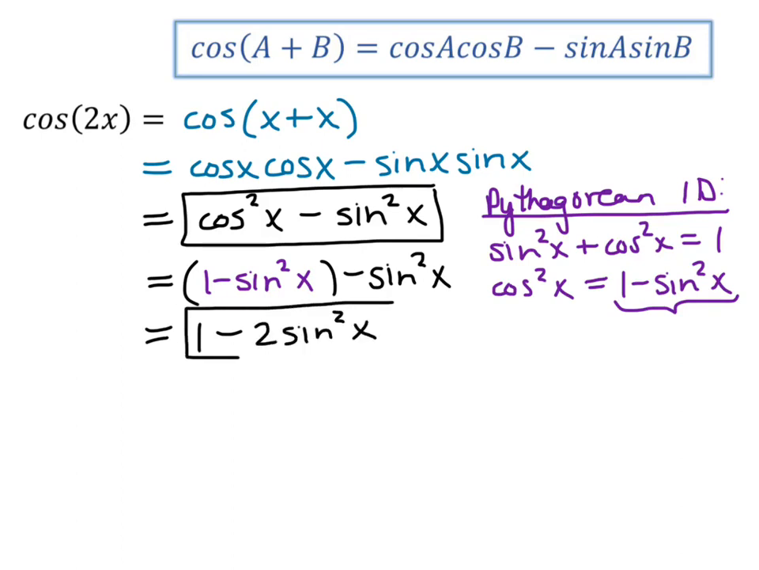So here's the next form for our double angle for cosine. Cosine of 2x is also equal to 1 minus 2 sine squared x. That's if we want to have that double angle completely in terms of sine. There's another form that we could do to turn this completely into cosine.